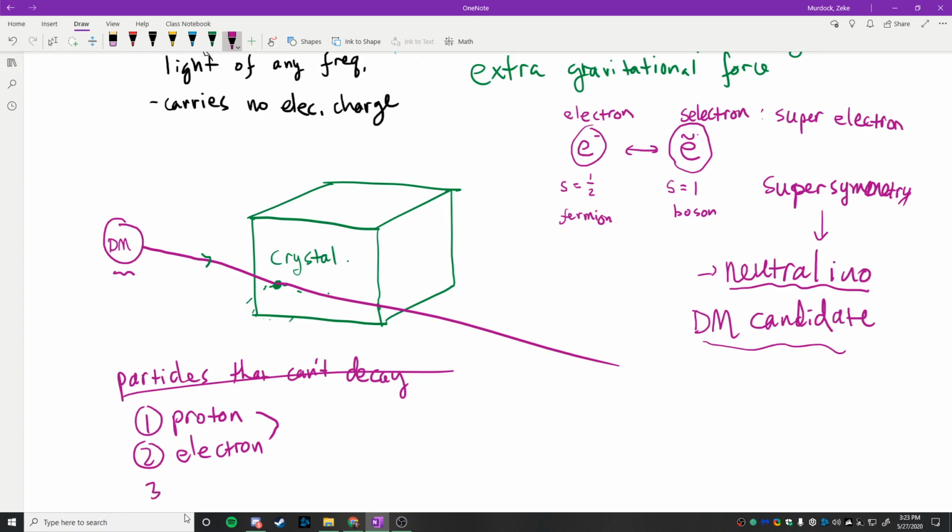So the third one on here is dark matter. We don't know what it is, but we know it can't decay. Or whatever it's doing, it's constantly decaying and recreating or something. We don't really know what's going on with it. We just know that it has to be like the proton and electron. You have to set up something in your theory that once you produce these things, they never disappear. Ever. They can never disappear from the universe.